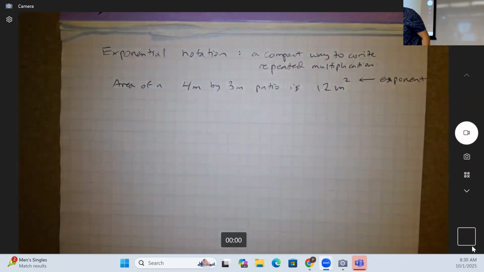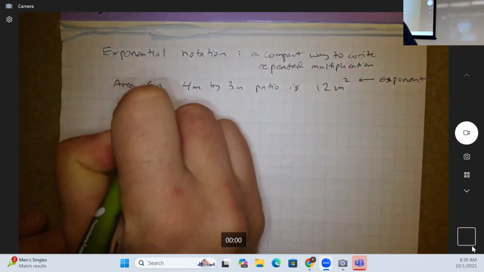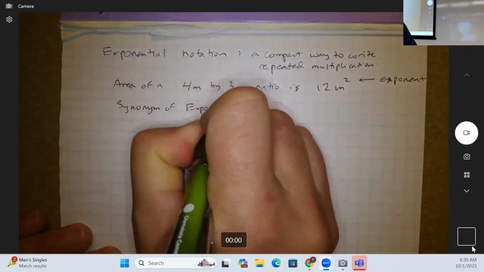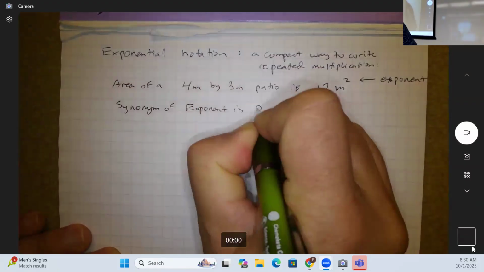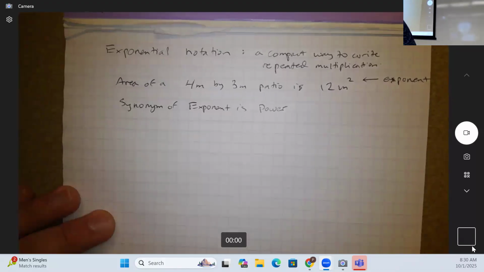I don't actually know where the word exponent came from. A synonym of exponent is power. So raise something to a power, or raise something to the exponent. Now that's on units. Let's look at exponential notation for numbers.